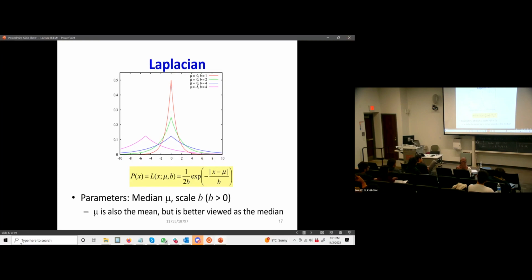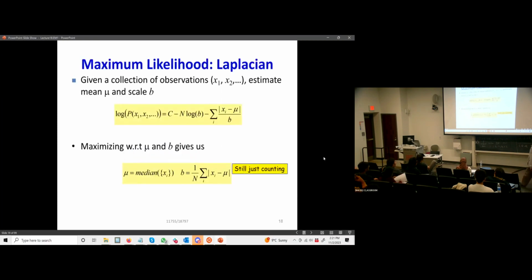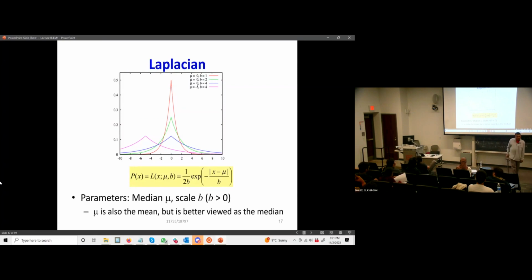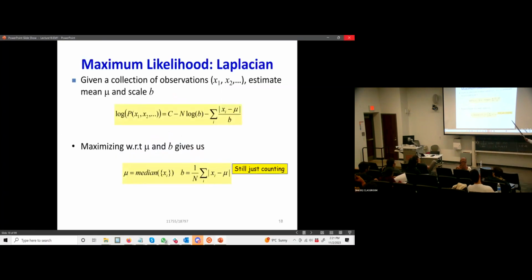So b is a scale parameter. Once again, if I got a collection of observations from this distribution, then the log probability of the collection of observations is simply going to be the sum over all observations of the log of this term, right? So you get a constant, there's n log b minus the sum over all observations of the distance of x from the mode divided by b, right? And if I differentiate this with respect to the individual terms and equate it to 0, I'm going to get an estimate for b and mu.